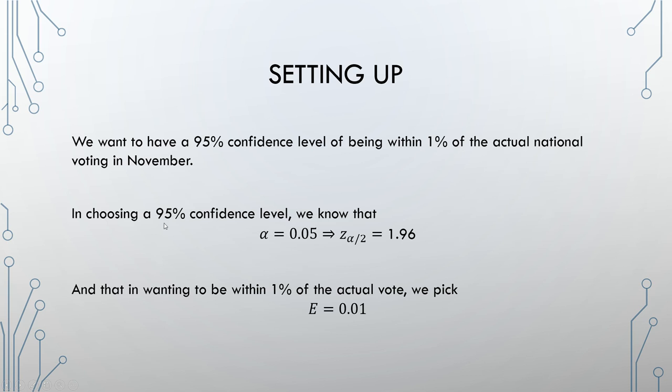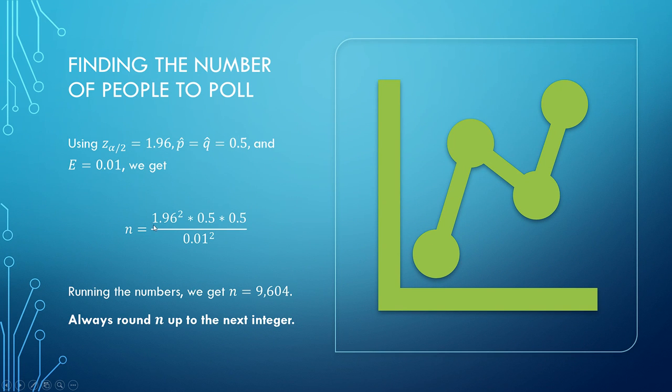So using 95% confidence level, we get a critical value of 1.96. That's, again, the lookup off the table. And E is 0.01, 1% within the vote. So I run these numbers through my equation, and I get 1.96 squared, 0.5 squared, and divide by 0.01 squared. And this gives me 9,604 people. Always round up. Always round up to the next person, right? You're not going to ask half of a person, so always round up.